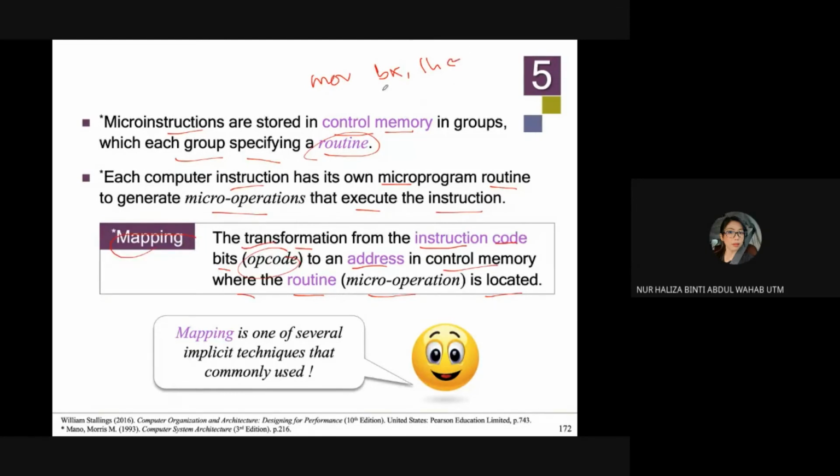You tengok dekat sini, then your address is maybe starting at 510A, contoh. Let's say this is your address. So this is in your control memory where your routine or micro operation are located for this instruction. Mapping is one of several implicit techniques that is commonly used. So this is the common technique that is normally used in your programming.